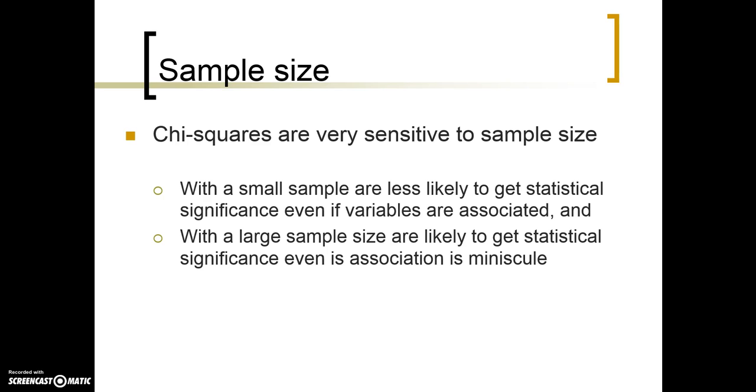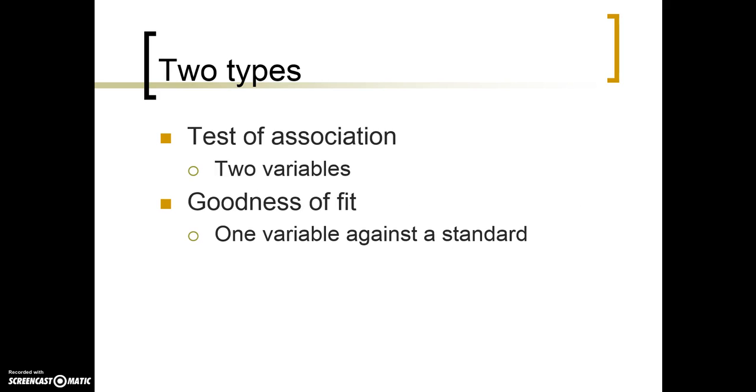Just a quick note, chi-squares are very sensitive to sample size. So if we have a small sample, we're less likely to find significance, even if there is significance to be found. So a type 2 error. If we have a large sample, we are more likely to get a significant difference, or a significant association, even if this association is really, really small.